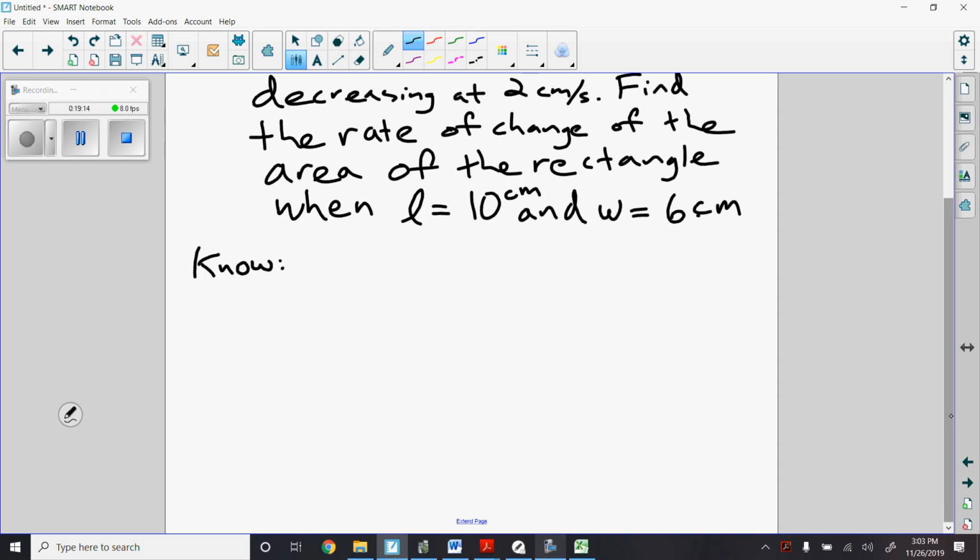I know the length is increasing at 4 centimeters per second. So that is obviously a rate. We can tell that by both the units and the use of the word rate. And I know that the length is increasing, so I know I'm going to have a positive 4 rather than a negative 4. To write this in my known column then, since it's a rate, and I'm talking about length, I'm going to call it dL dt.